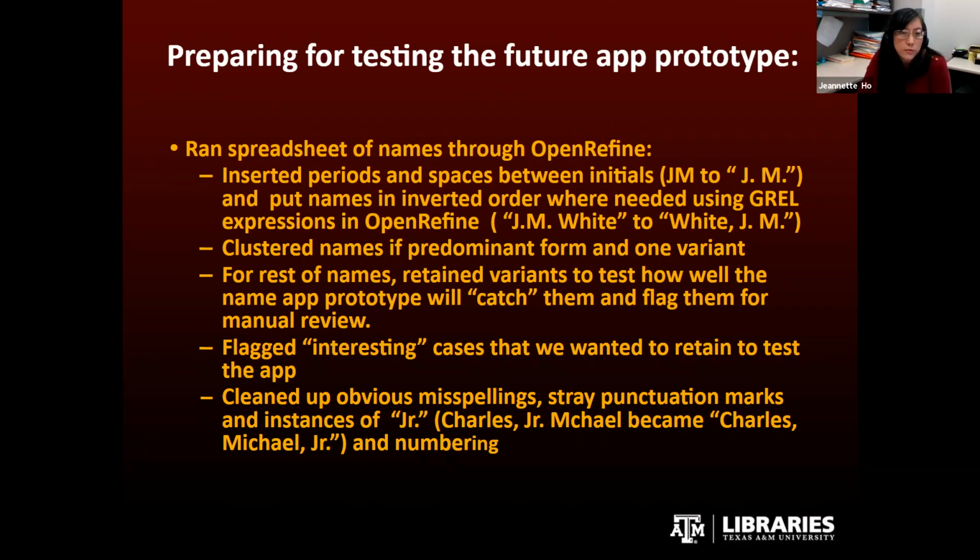But for the majority of names, we retained the variants to test how well the name app prototype will flag them and catch them for human review. For instance, it would say, hey, this might be the same person. Do you want to combine them into the same, or do you want to just record or maintain them as separate identities? We also looked at interesting cases we wanted to watch for to test how the app would respond to them. And we did end up doing some manual cleanup, misspellings and stray punctuation marks and the like.